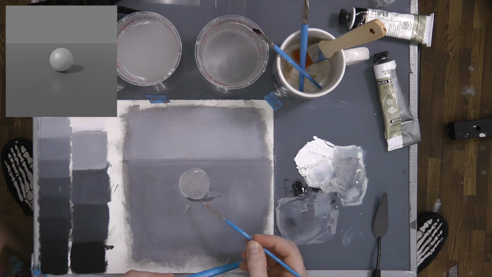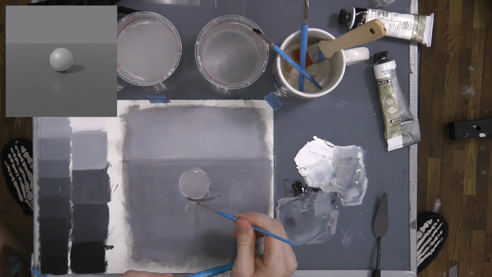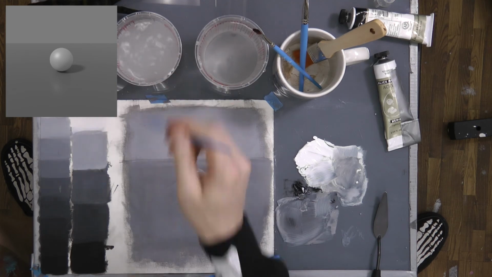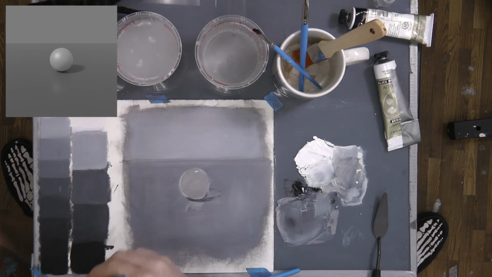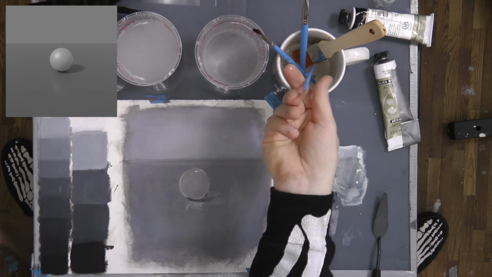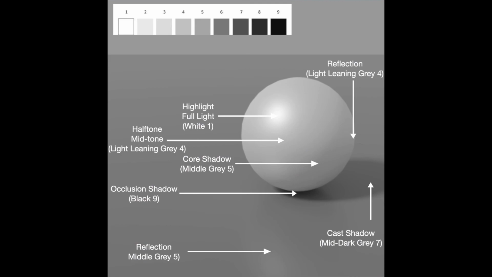If you're ever unsure of your values, simply take your scale that you've created or a reference scale and compare it against what you're looking at. So if we take our image, I can go one by one and figure out what each value is going to be in approximate.